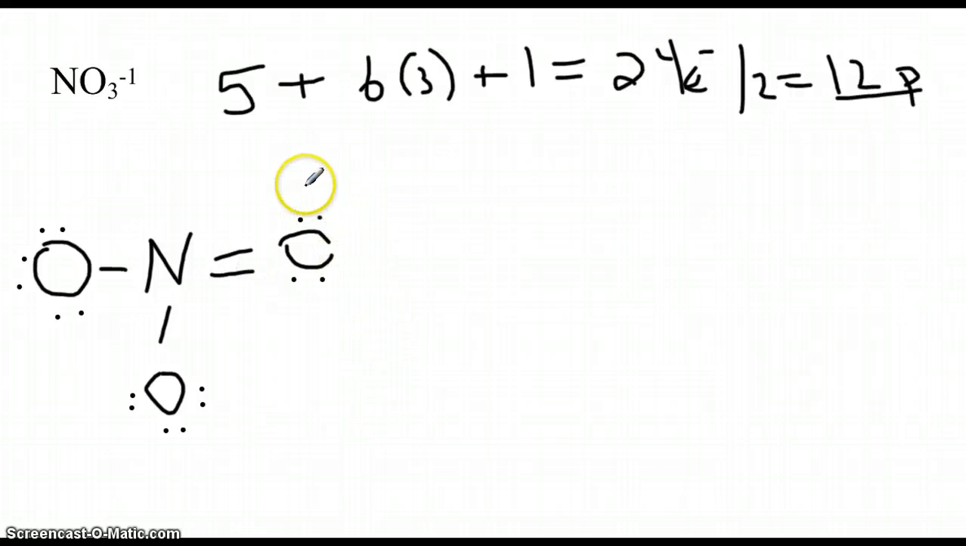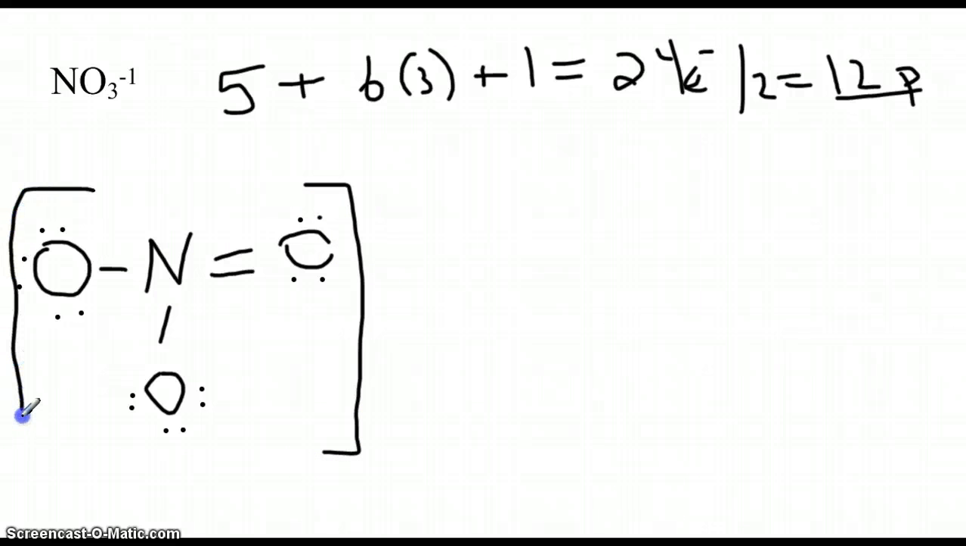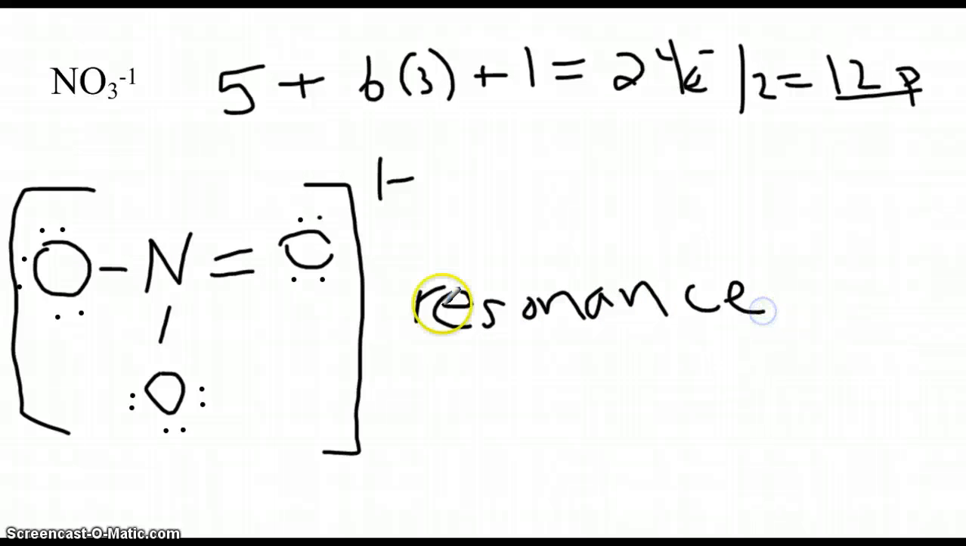Now don't forget, because this is an ion, we have to put it in brackets and put the charge. Now if you think about this, there should be more than one way to make this double bond. The double bond could have gone here, or it could have gone here. So this one can show what we call resonance. So there's more than one way to draw this.